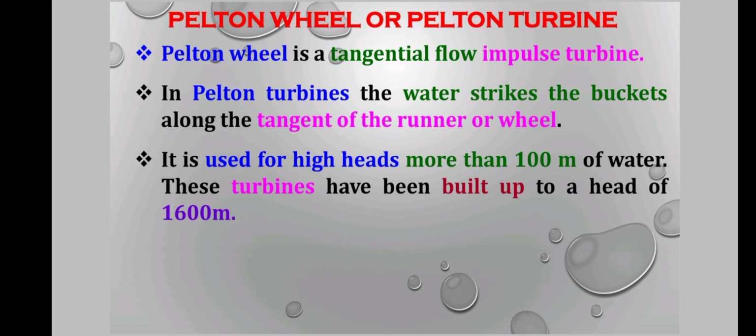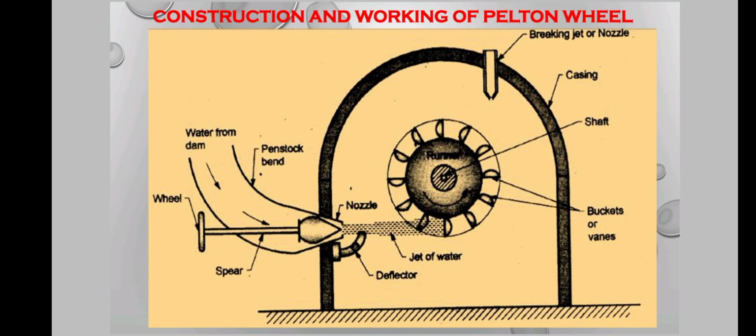Pelton wheel or Pelton turbine. The Pelton wheel is a tangential flow impulse turbine. In a Pelton turbine, the water strikes the buckets along the tangent of the runner or the wheel. It is used for high heads, more than 100 meters of water. These turbines have been built for heads up to 1600 meters.